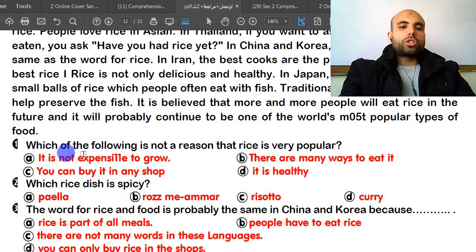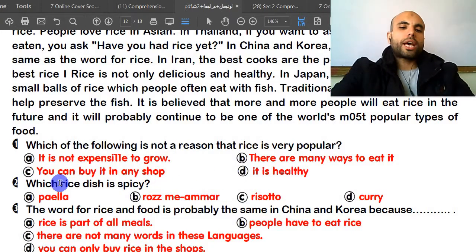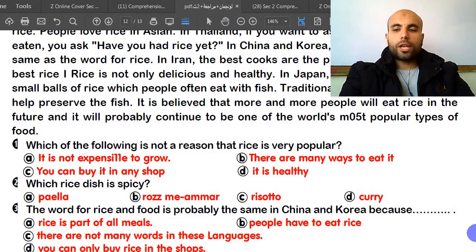Number 1. Which of the following is not a reason that rice is very popular? A. It is not expensive to grow. B. There are many ways to eat it. C. You can buy it in any shop. D. It is healthy. 2. Which rice dish is spicy? A. Paella. B. Rose muammar. C. Risotto. D. Curry. Number 3.